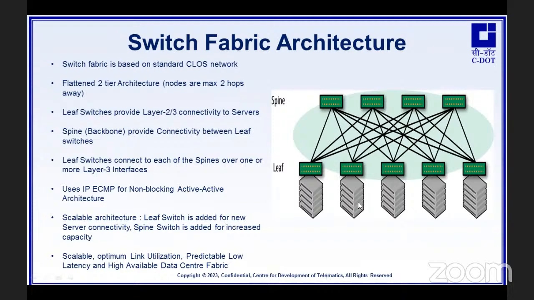Scalable architecture. Since the servers are connected directly to the leaves, whenever there is a requirement for more servers, we need to add more leaves into this topology. And for increased capacity and bandwidth, we need to add more spine switches. So this solution, as we can see, is scalable, has optimum link utilization because of ECMP, predictable low latency because each node is only 2 hops away, and a highly available data center because there are multiple leaves, multiple spines, as well as more than one link between the leaf and spine. There also, we are providing redundancy at link level as well as node level.